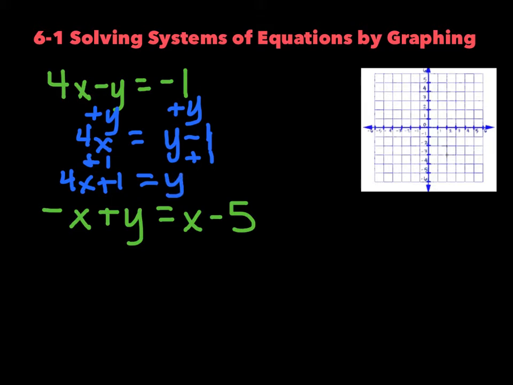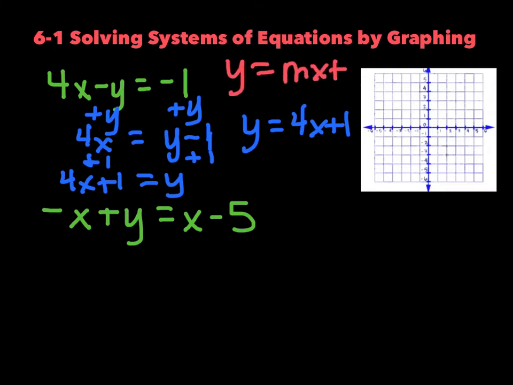And since you have 2 things that are equal, you could simply flip-flop their sides. And so your equation with y on the left side would be y is equal to 4x plus 1. Now it's written in slope-intercept form. Remember that slope-intercept form is y is equal to mx plus b. M, the number in front of your x, is your slope, and your b is your y-intercept.